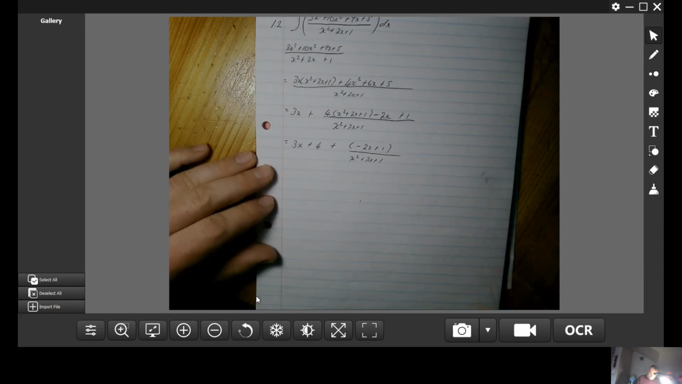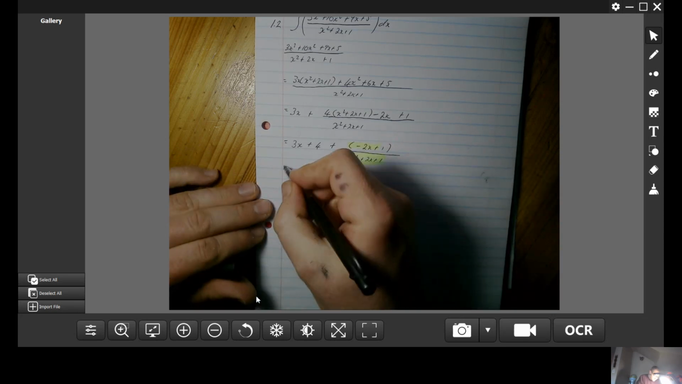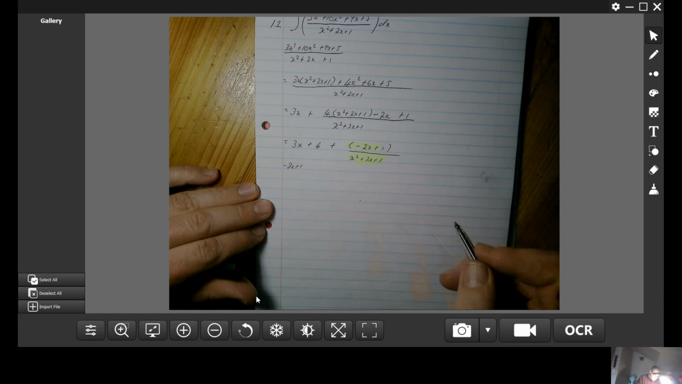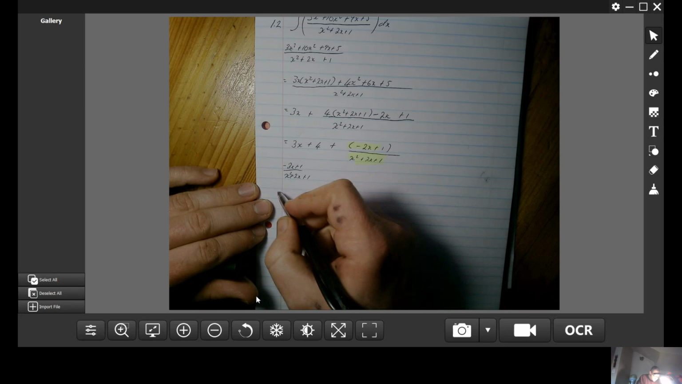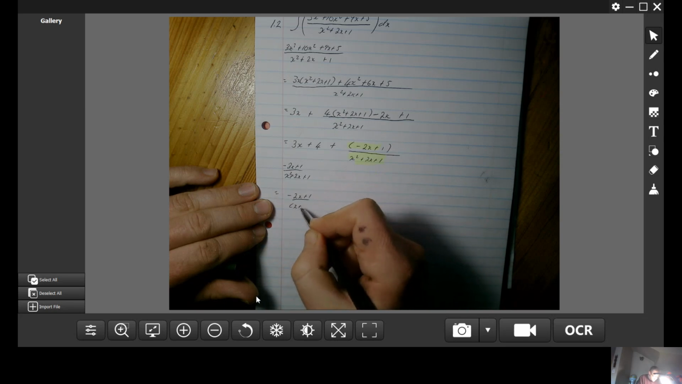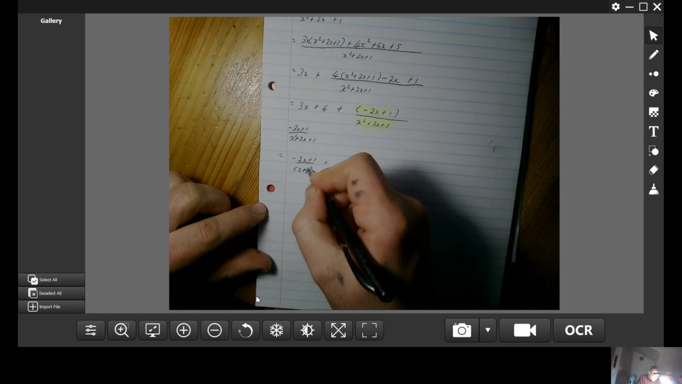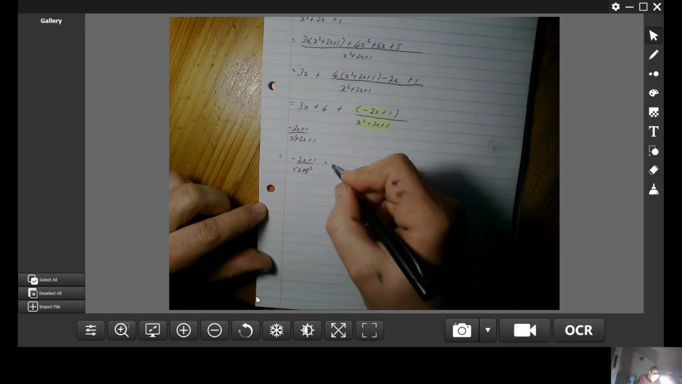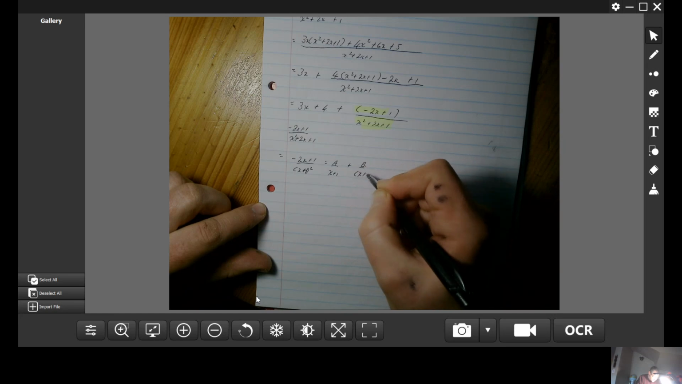Okay, now I need to simplify this bit over here. I actually have to do a partial fractions part of the sum. So I've got minus 2x plus 1 over x squared plus 2x plus 1, which is the same thing as minus 2x plus 1 over x plus 1 times x plus 1, which is x plus 1 squared. Remember, be careful of the squared version over there, x plus 1 squared. So that we can write as A over x plus 1 plus B over x plus 1 squared.